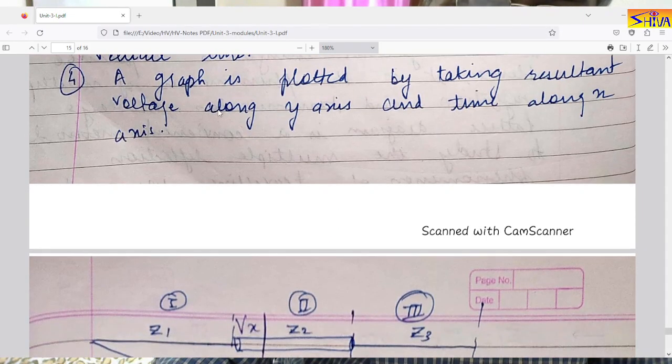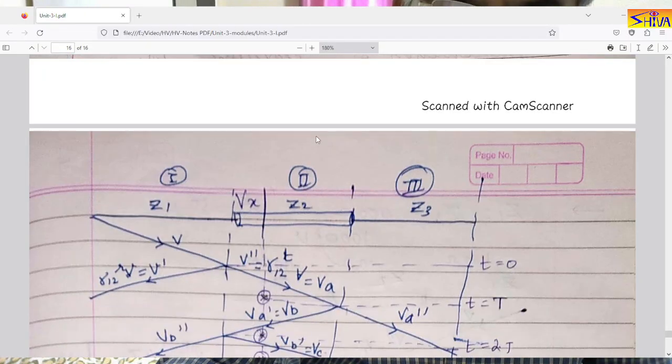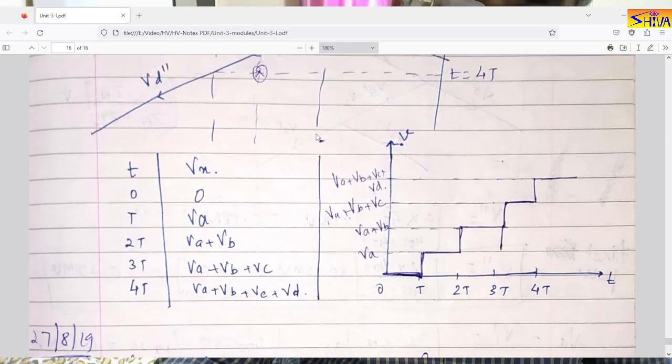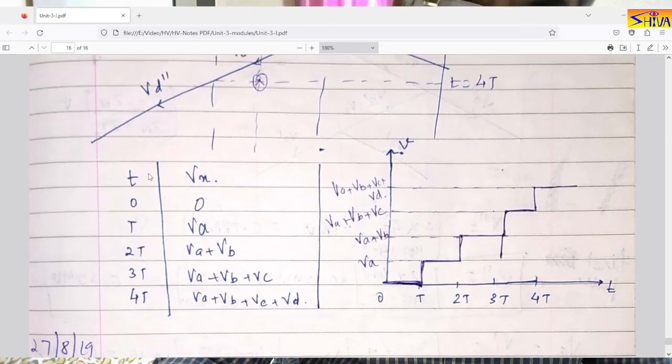The last step is a graph is plotted by taking resultant voltage along the y-axis and time along the x-axis. Then we have to plot the graph. So this is the table we have to prepare. First column will be time. Second column will be voltage at point X. So at time T is equal to 0, voltage was 0. At capital T, it was VA, at twice T, VA plus VB and so on. Then we plot the graph by taking time along the x-axis and voltage along the y-axis.